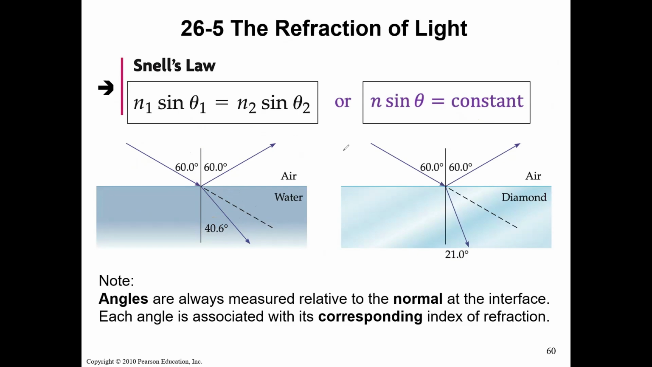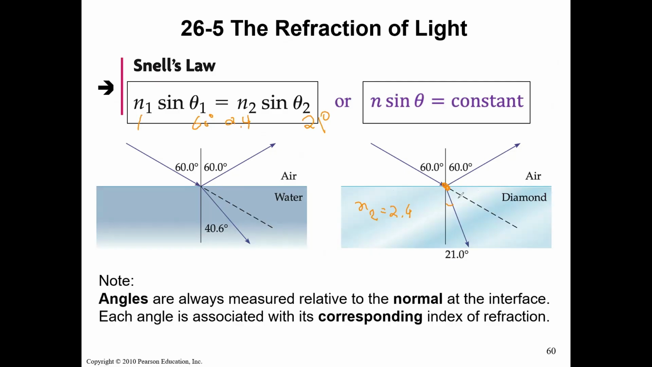Now, if N2 is diamond, so N2 is 2.4, then we have 1 sine 60 degrees equals 2.4 sine 21 degrees. Right? So we can derive where the light goes inside the diamond after it is refracted at the interface between air and diamond.